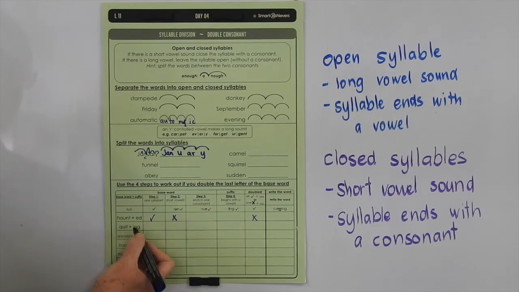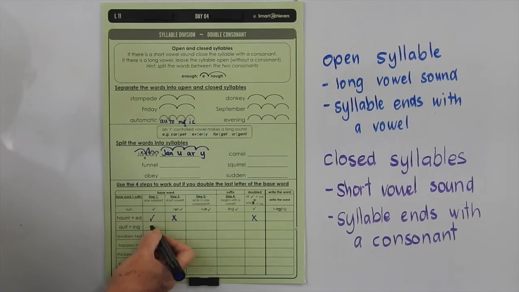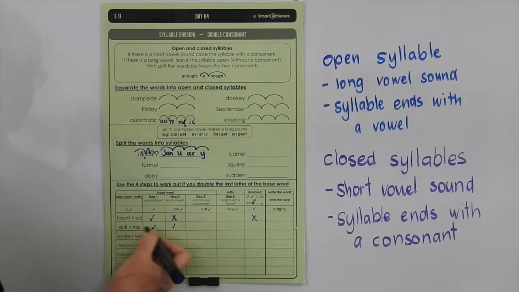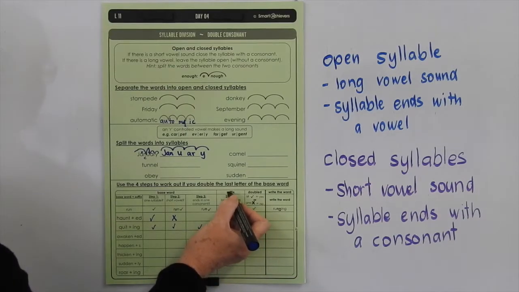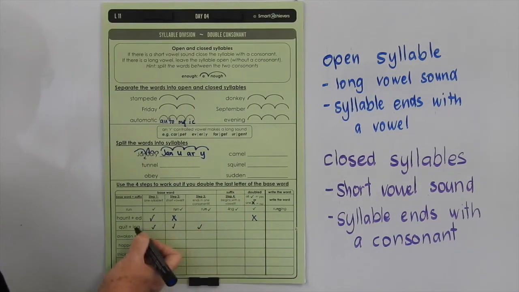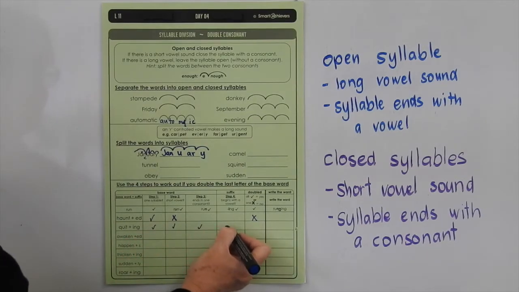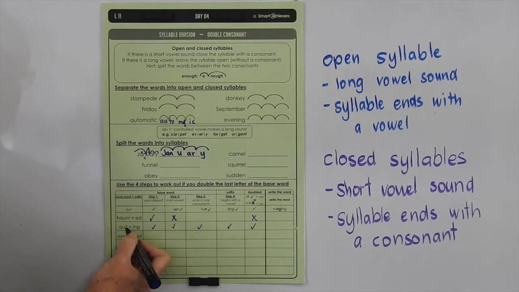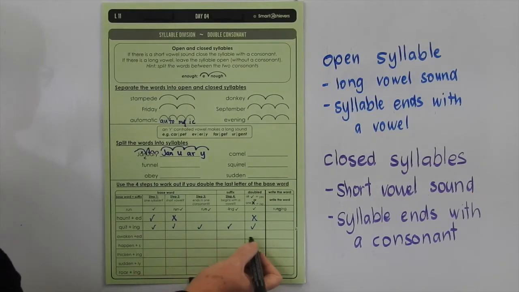So let's have a go at quitting. Quit, is it a one-syllable word? Yes. Does it have a short vowel? It is a short vowel. Does the base word end in one consonant? Yes, it does. And the suffix, this section is looking at the suffix. Does the suffix begin with a vowel? Yes, it does. So you've got four ticks, so you know when you write the word quitting, you would be doubling that T. So some quite tricky words in there. You're going to have to think as you're filling in, ticking or crossing each of those columns and writing the word at the end.